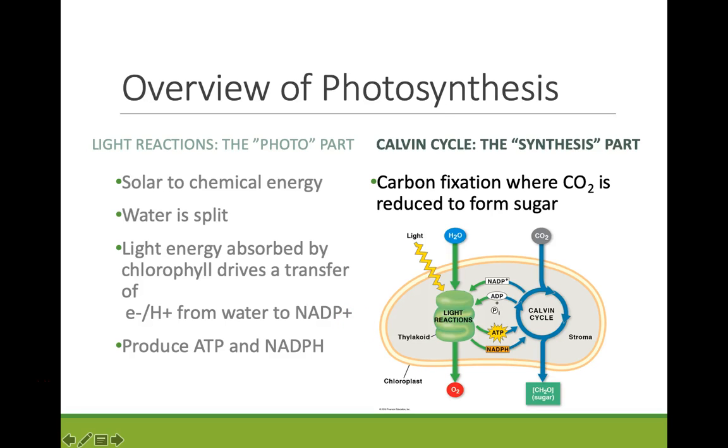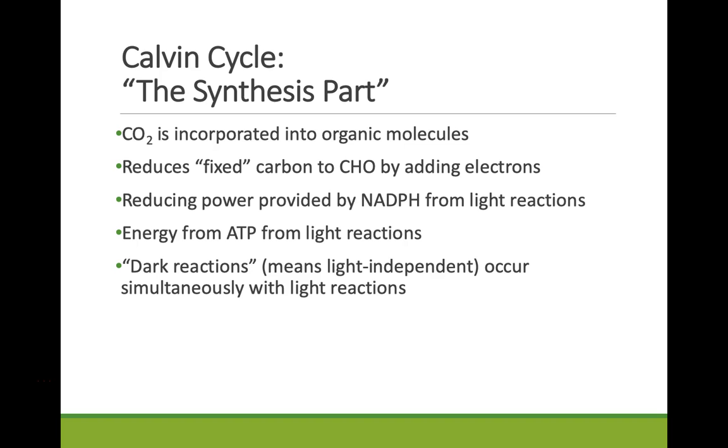In the second process of photosynthesis, the Calvin cycle, we actually begin to produce our sugars. During the Calvin cycle, carbon dioxide is incorporated into organic molecules. The carbon in that carbon dioxide molecule is reduced by adding electrons when bonds are formed between carbon molecules. Remember, electrons that are going to do the reducing are loaded onto NADPH in those light reactions, and then energy for the actual building of those sugar molecules is going to come from ATP.